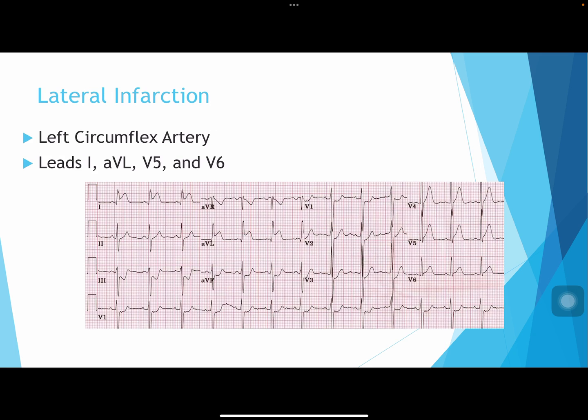Next slide is lateral infarction. With lateral infarction, we know that it involves the left lateral wall of the heart, and it's often due to the occlusion of the left circumflex artery. You see your EKG changes in the left lateral leads: 1, AVL, V5, and V6. Reciprocal changes may be seen in the inferior leads as well.